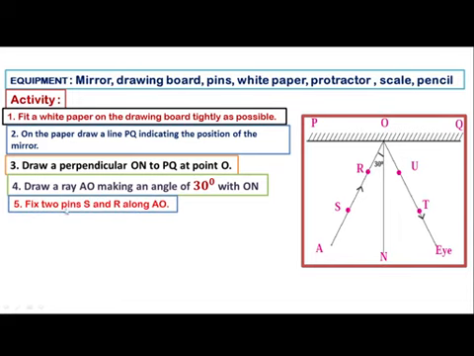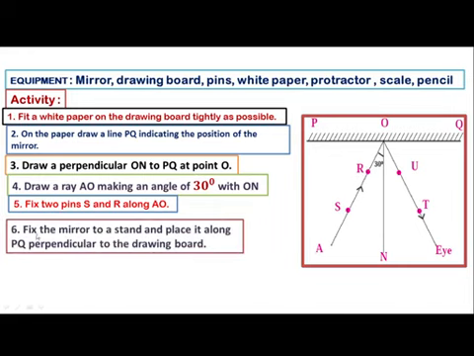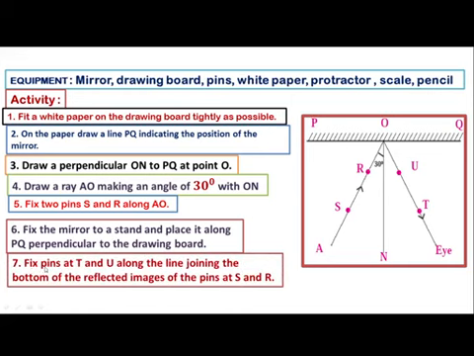Fifth, fix two pins at S and R along AO. These are two pins, S and R. Sixth, fix the mirror to a stand and place it along PQ perpendicular to the drawing board. Seventh, fix pins at T and U along the line joining the bottom of the reflected image of the pins at S and R. These are two points T and U. This is the position of I.